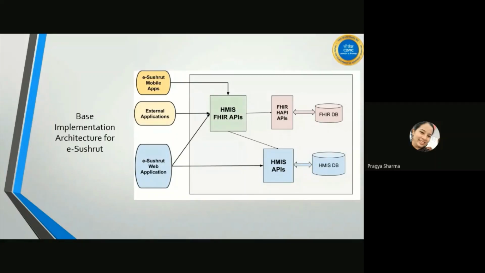We developed a number of APIs based on the 8 essential sets recommended by NDHB. NDHB has recommended 8 essential sets of resources that should be shared, and our HMIS should be capable of at least sharing those resources. We started working with those resources first, and we provided APIs based on those resources.